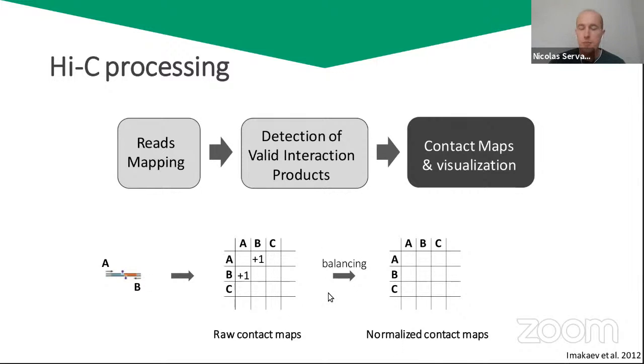There is an additional step, which is normalization. Here we're not entering into the details, but you have a couple of algorithms called balancing algorithms that can be applied on the HiC maps. If you want details, I suggest you have a look at the Imakaev et al. paper in 2012.